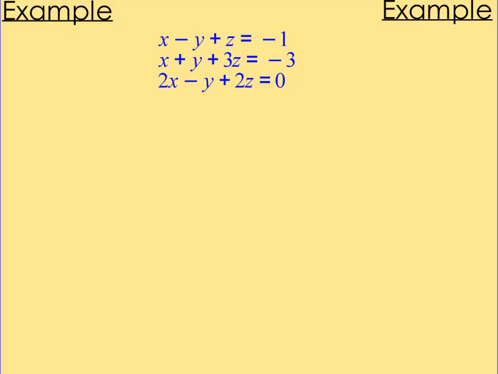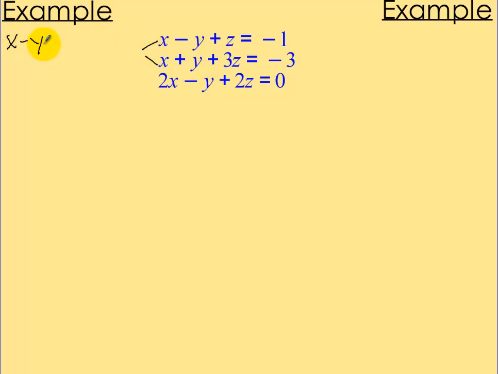So let's try some examples. Pause the video if you want to try. Alright, I'm going to solve this. So the first step was to create two new equations. What do I want to eliminate? I'm going to eliminate the y's this time because they all have the same coefficient and some are positive and negative. So I'm going to use the top two first.